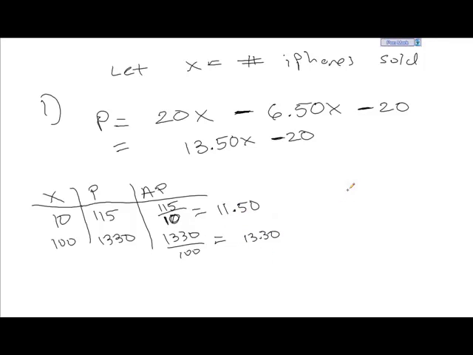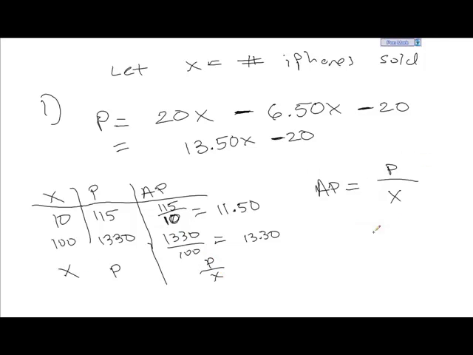Now, how do we find that? What is the average profit? Well, the average profit is taking the actual profit and dividing it by the number of phones sold, which in general is going to be x. So if I sold x, I'd have a profit of p, and my average profit would be p divided by x, just like we did here.